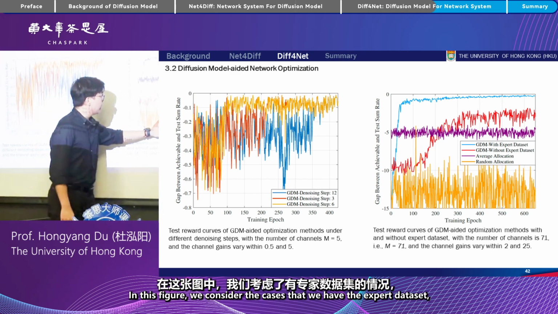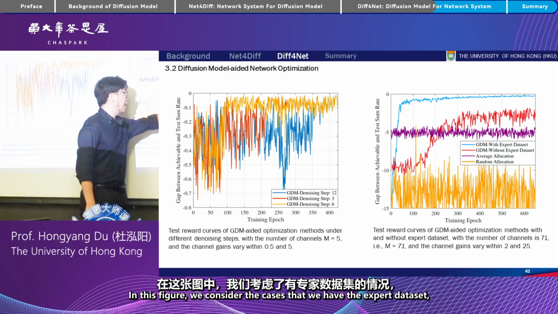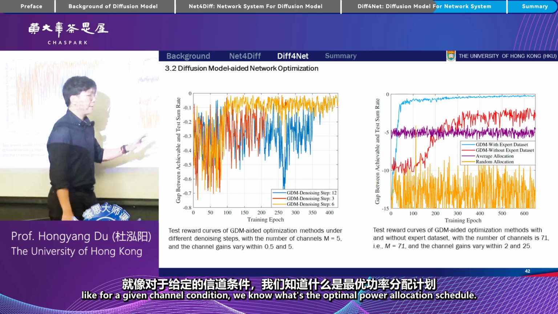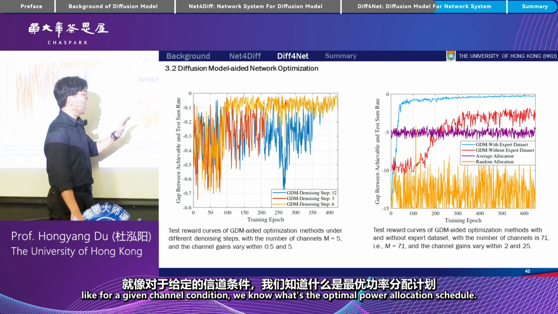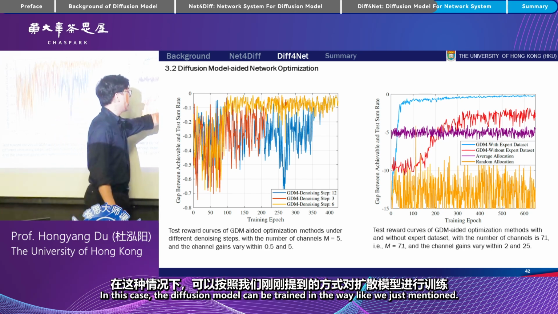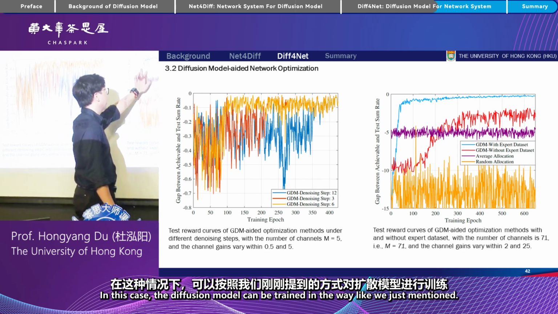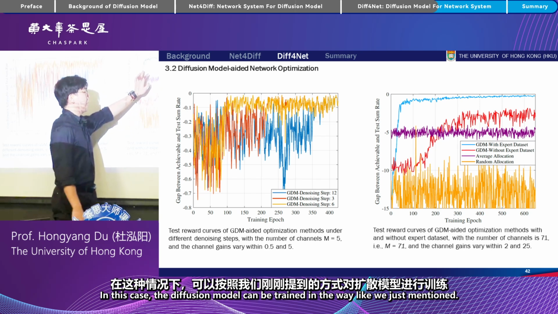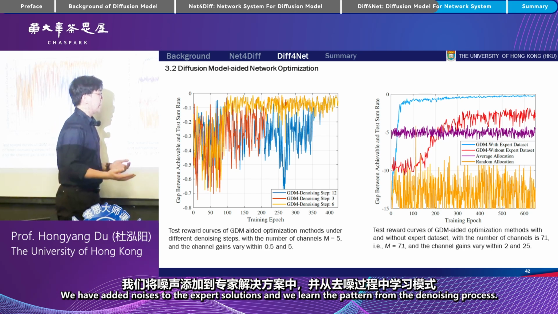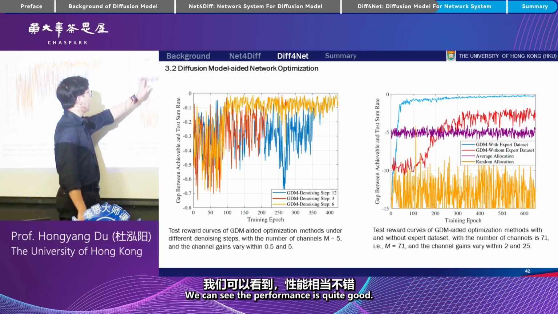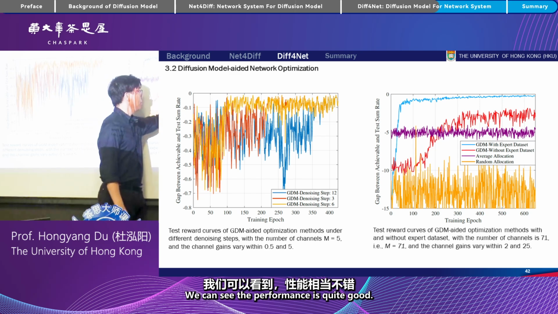In this figure, we consider the case where we have the expert dataset. For given channel conditions, we know what the optimal power allocation schedule is. And in this case, the diffusion model can be trained in the way we just mentioned. We can add noise to the expert solutions, and we learn the pattern from the denoising process. And we can see the performance is quite good.